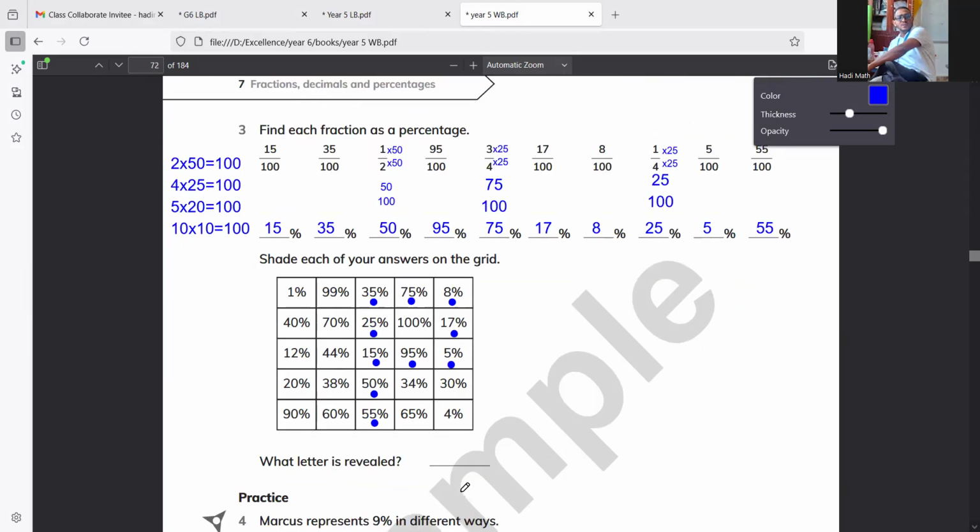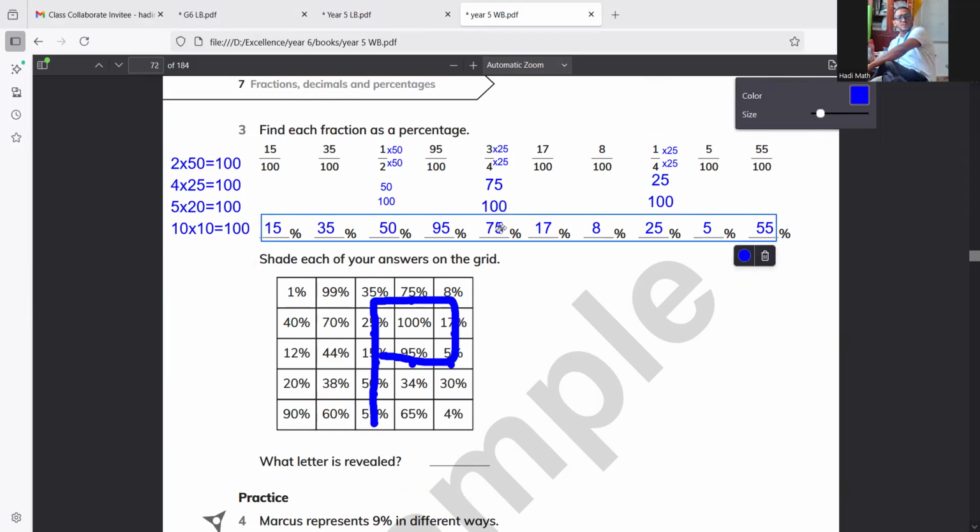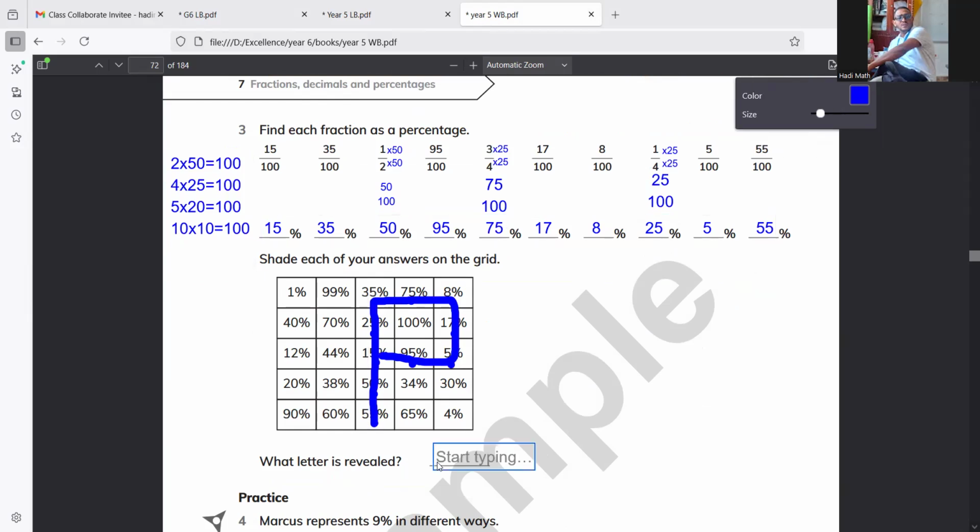Okay, they ask what letter is revealed. So when we shade all of them, the shape will look like this. All of them will be shaded. So this will be the letter. The letter is going to be letter P. So you're going to write P.